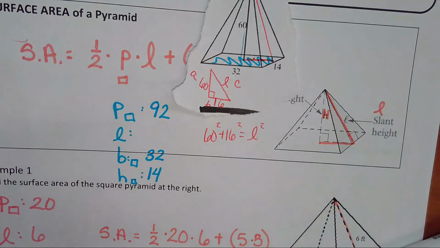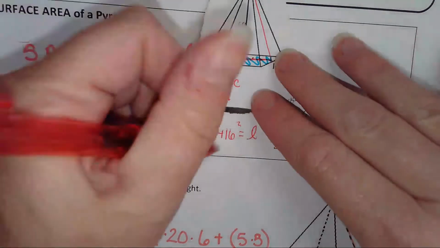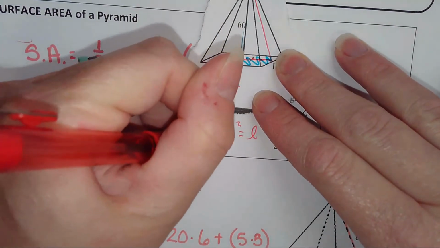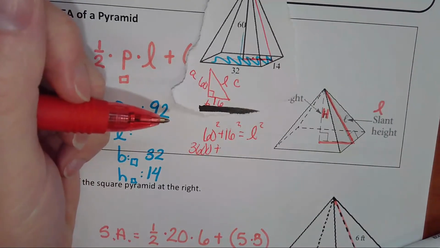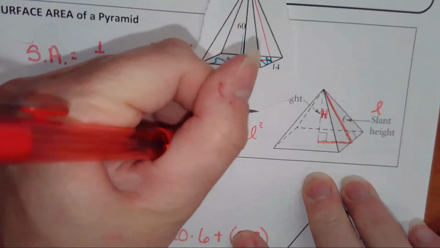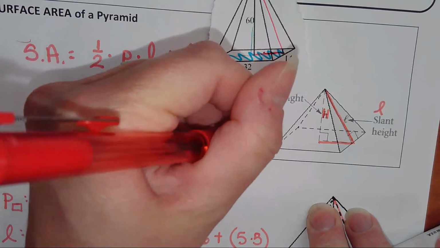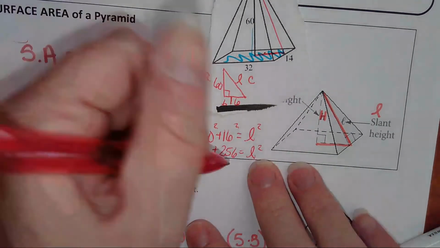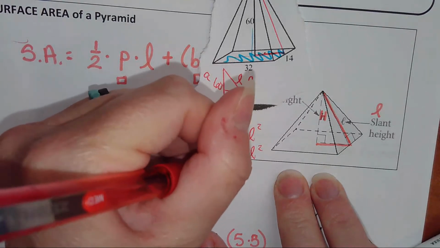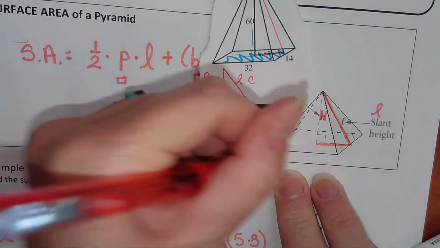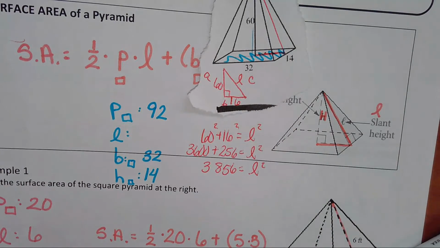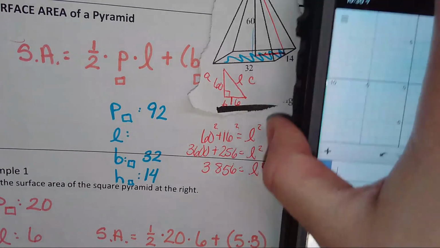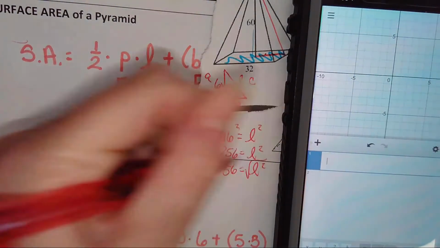60 squared is 3,600 plus 16 squared is 256. That equals your slant height squared. Add those two together and you get 3,856. That equals your slant height squared. And then in Desmos, remember that you need to take the square root.